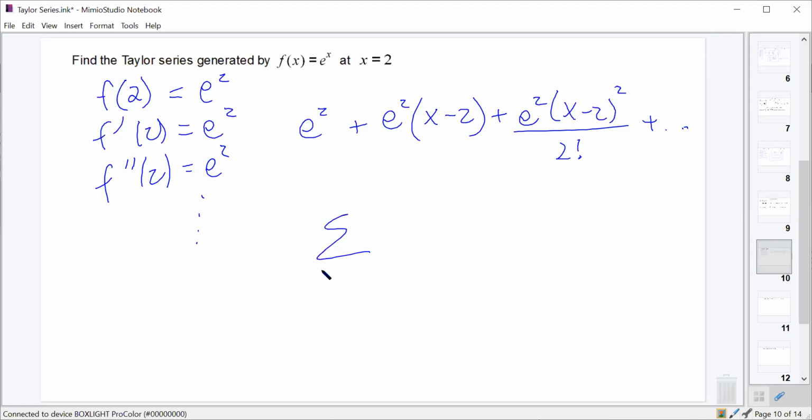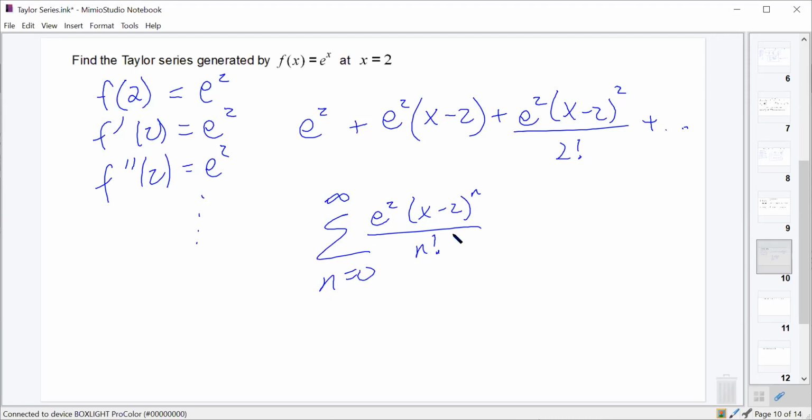So what does the series itself look like? The sum from n equals 0 to infinity of e squared, those are the same every time, times x minus 2 to the n over n factorial.